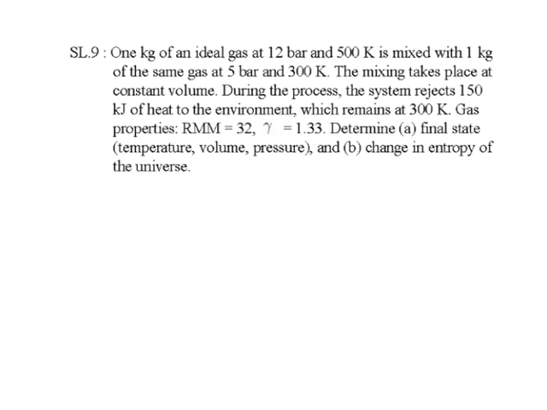1 kg of an ideal gas at 12 bar, 500 K is adiabatically mixed with 1 kg of the same gas at 5 bar, 300 K. The mixing takes place at constant volume. During the process, the system rejects some heat to the environment, which remains constant at 300 K. Gas properties are specified. Determine the final state, temperature, volume, pressure, and change in entropy of the universe.